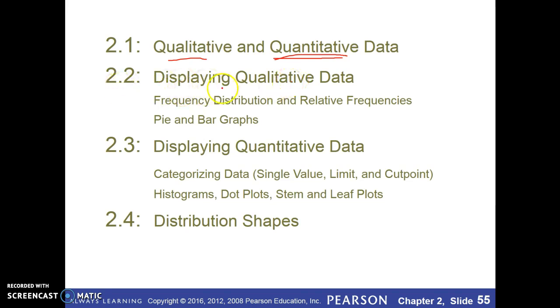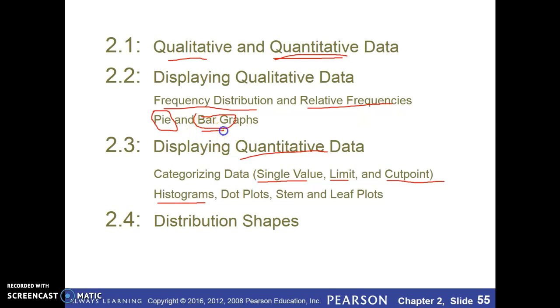And then in 2.2 we talked about displaying qualitative data with a frequency distribution or a relative frequency distribution. And as far as the graphs go, we did pie graphs and bar graphs that represented that qualitative data. And then in 2.3, which was our last lesson, we talked more about quantitative data, data that could be categorized by numbers. And so we talked about how we can categorize them with a single value. We can use limit categorization or cut point if it's a continuous scale. And then we can display this with histograms.